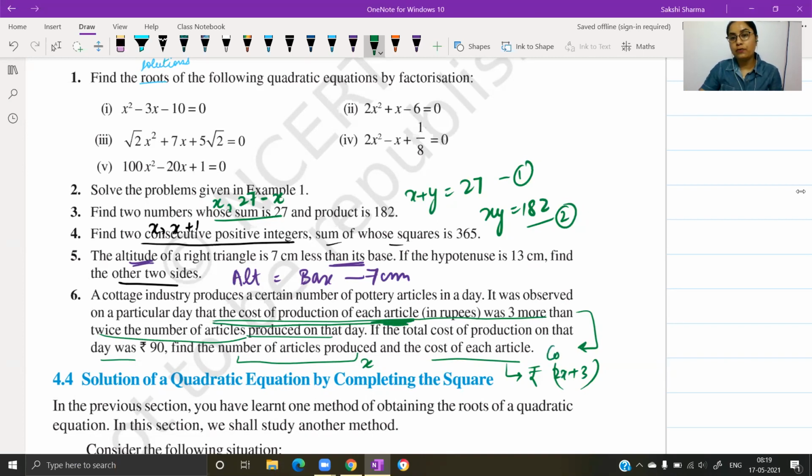If the cost of one is 2x plus 3, this is the cost for one article, what will be the cost of x articles? x times 2x plus 3. This should be equal to 90 rupees. And you will have your quadratic equation. You can solve it to find out x. See if you have to reject any one value or both are possible, and then give your answer.